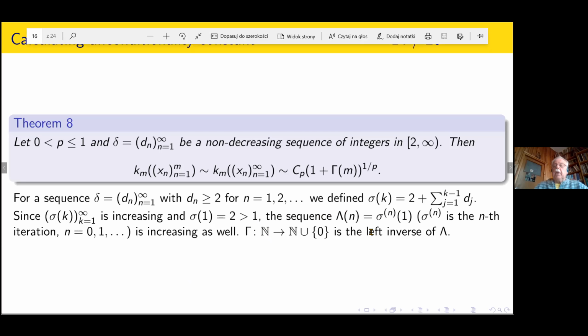So that means that it has an inverse. Well, not exactly, because it is constant most of the time, but it has a left inverse, which goes from natural numbers to natural numbers. If you don't follow here, there will be an example which I will show where this is computed. But anyway, there is a number here, which we can calculate from delta. And this gives this unconditionality constant.